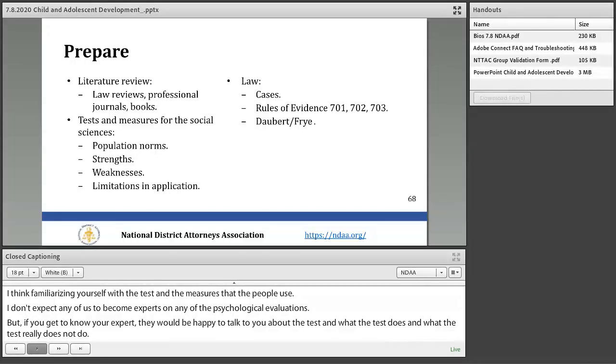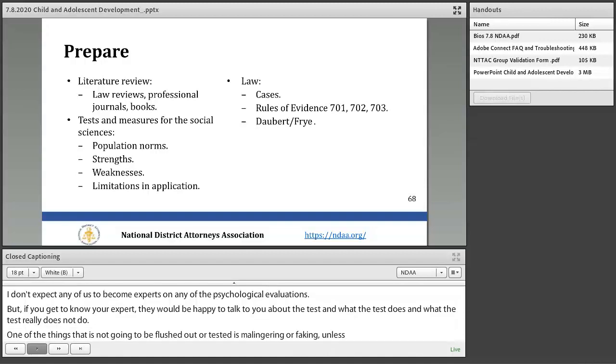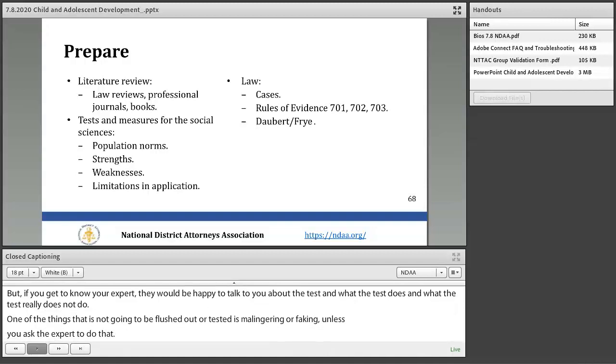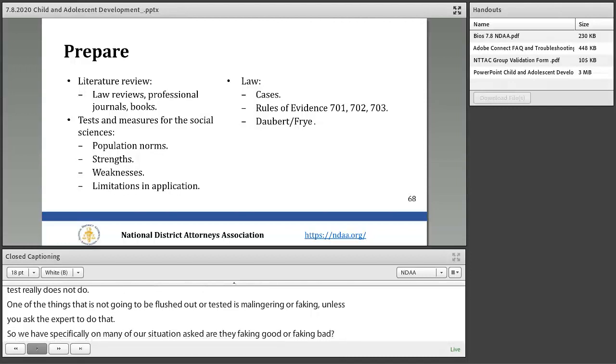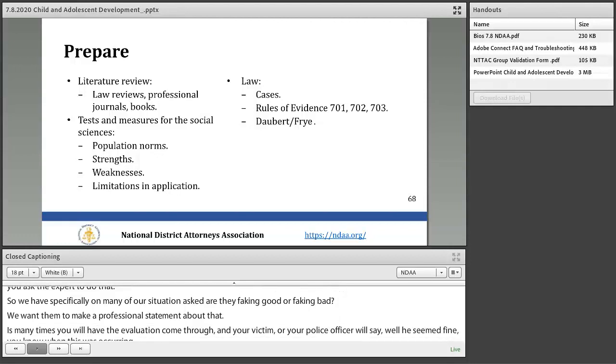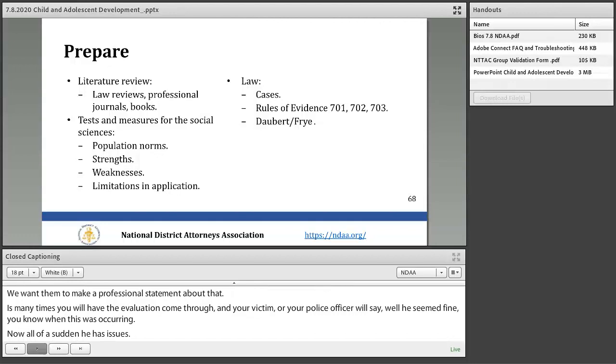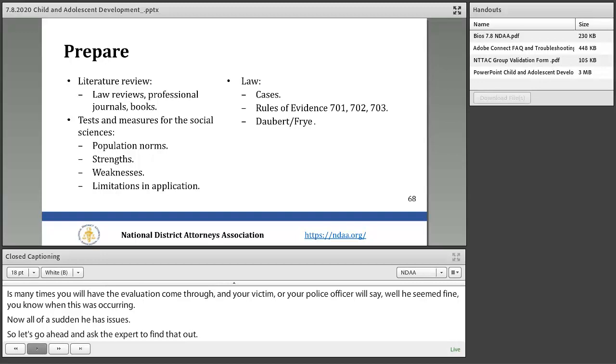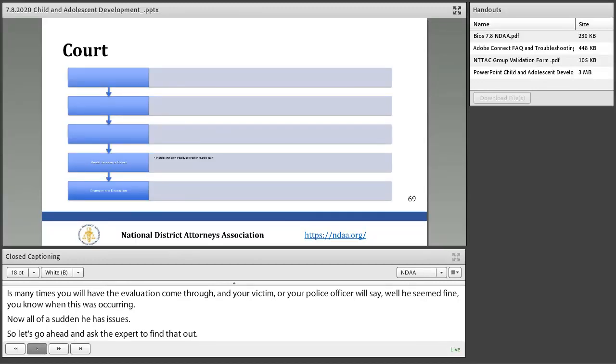One of the things that is not going to be fleshed out or tested is malingering or faking unless you ask that expert to do that. And so in many of our situations we have specifically asked, are they faking good or faking bad? And we want them to make a professional statement about that. Because many times you'll have the evaluation come through and your victim or your police officers will say, well, he seemed fine when all this was occurring, and now all of a sudden he has all these issues. So let's go ahead and ask that expert to find that out.